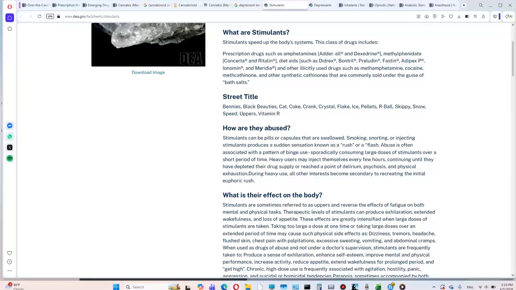Abuse is often associated with a pattern of binge use, sporadically consuming large doses of stimulants over a short period of time. Heavy users may inject themselves every few hours, continuing until they have depleted their drug supply or reached a point of delirium, psychosis, and physical exhaustion. During heavy use, all other interests become secondary to recreating the initial euphoric rush.